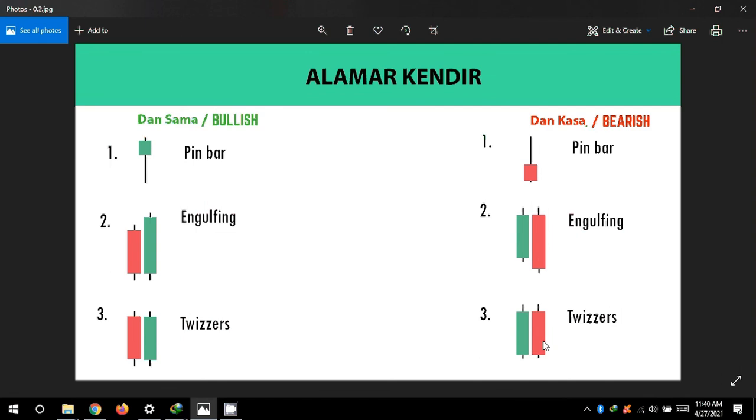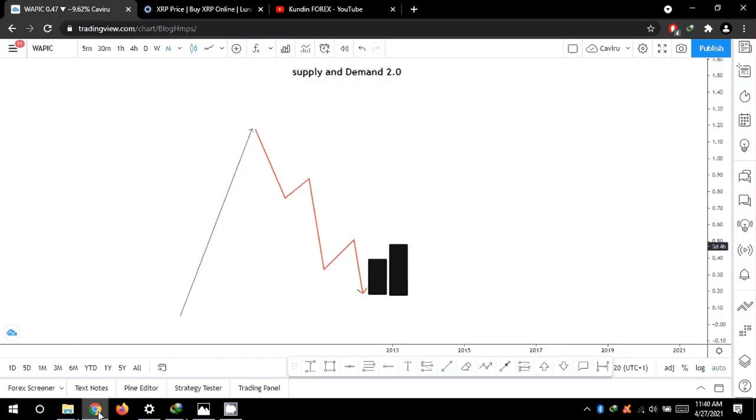Basically, it's just the color that interchanges. At supply level, it changes this. At demand level, it changes this. And you can see the pin bar at demand level is green, at supply level it's red. So it's easy to memorize the candles. These are what we are mostly going to use in the market.